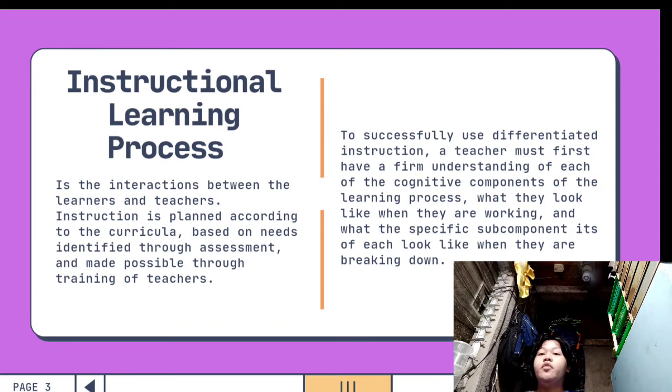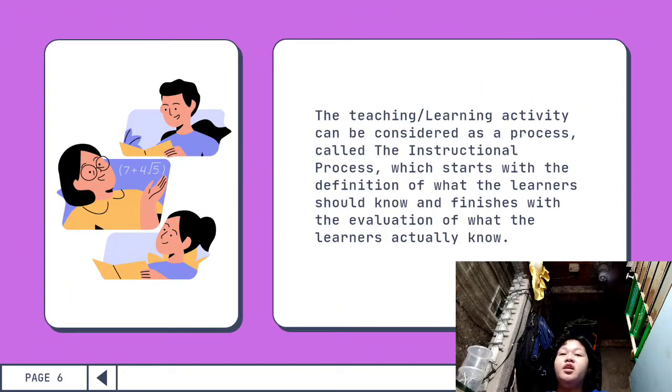To successfully use differentiated instruction, a teacher must first have a firm understanding of each of the cognitive components of the learning process, what they look like when they are working, and what each looks like when it is breaking down. The teaching and learning activity can be considered as the process called the instructional process, which starts with the definition of what learners should know and finishes with the evaluation of what the learners actually know. To support teachers in the practice, the following are the basic steps of the instructional procedure.